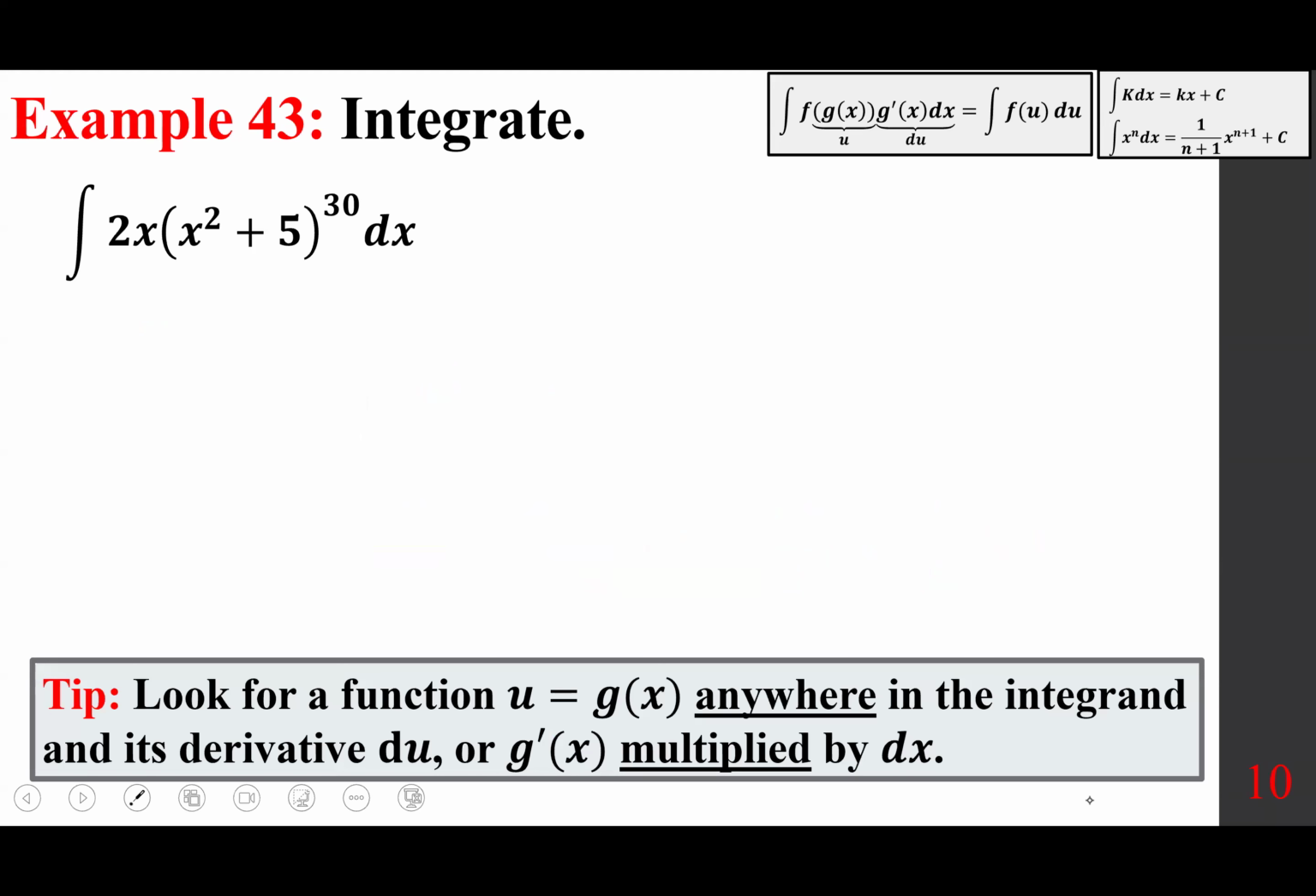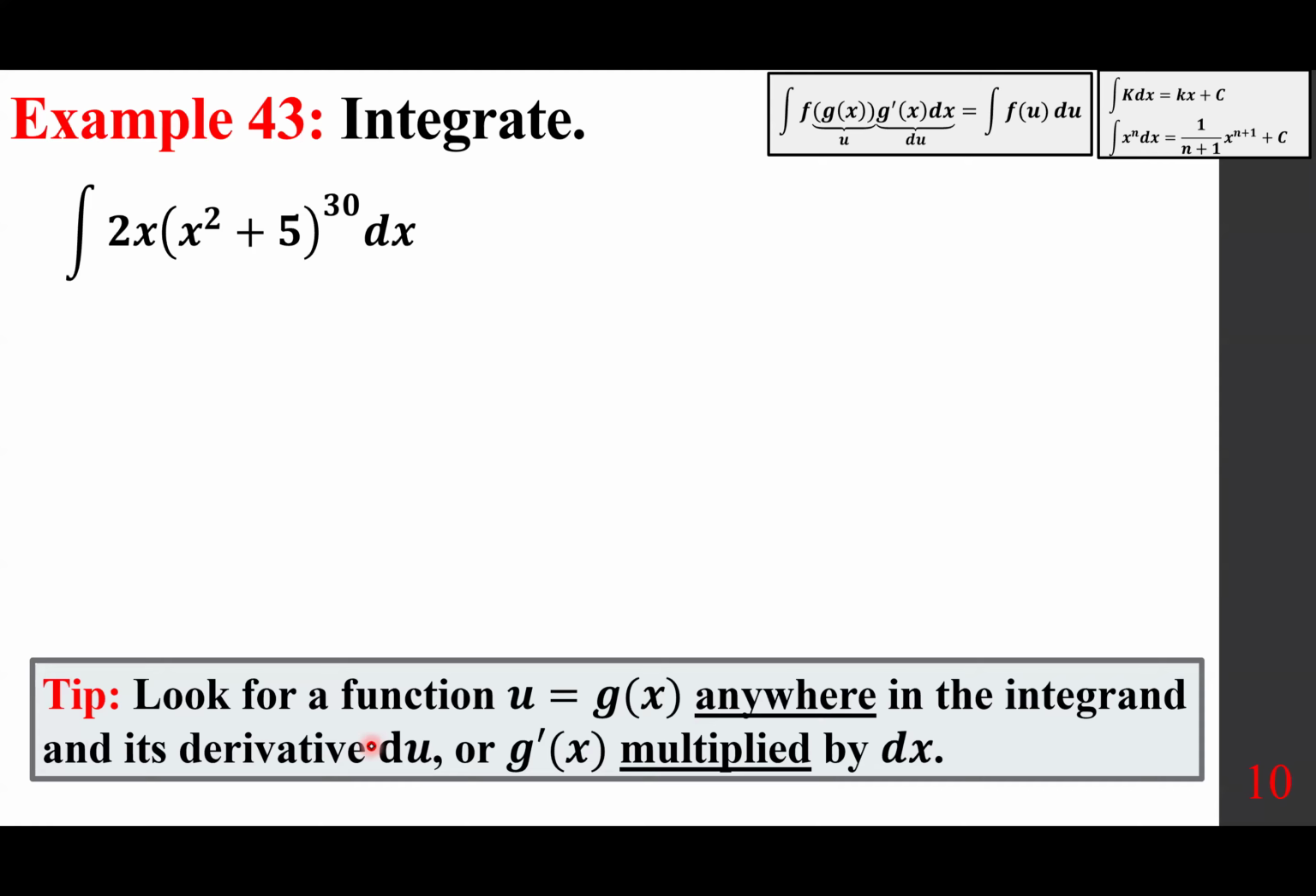All right. The concept of substitution: the integral of f of g of x times g prime of x dx, this is the u. It's the integral of f of u du. The very first thing you have to do is write down what is u and du. So tip, look for a function u equals g of x anywhere in the integrand and its derivative du, or g prime of x multiplied by dx.